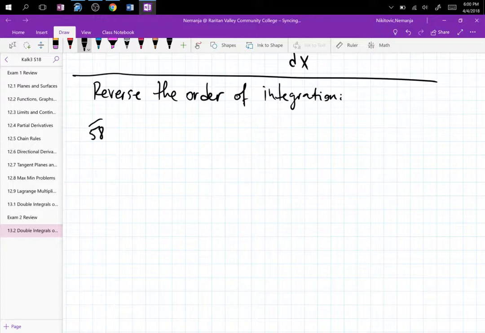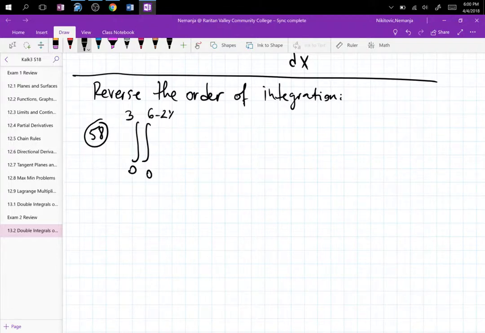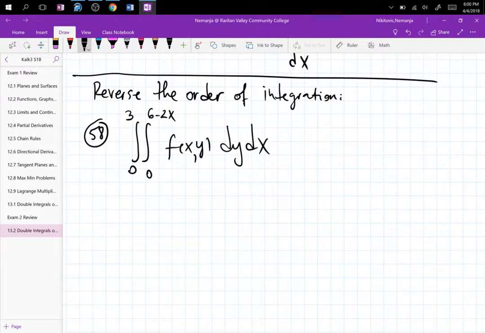Problem 58 has 0 to 3 on the first integral, 0 to 6 minus 2x on the second integral. They give you just f of x, y, and they have dy dx. So they want this integral switched into a double integral of f of x, y, dx dy.